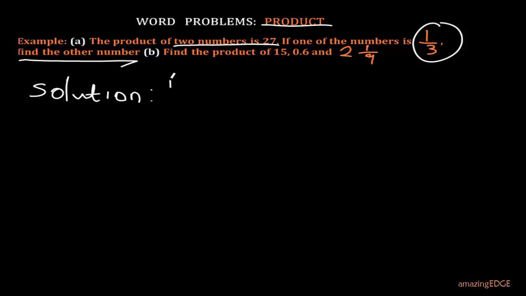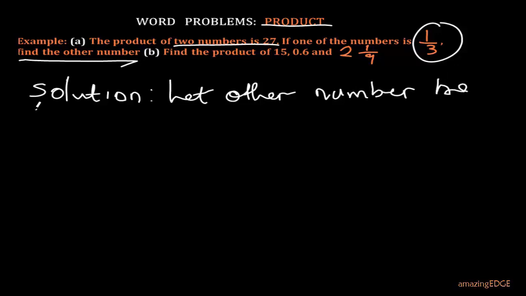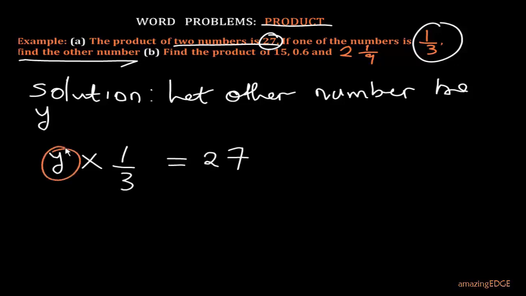So we can say, let the other number, the one we are looking for, let it be y, for instance. So we're going to call it y. So what it means, therefore, is that when you multiply this y with 1/3, we are told that the product is 27. So this will give us 27. So the other number we are looking for now is our y. So we are now required to find the value of y.